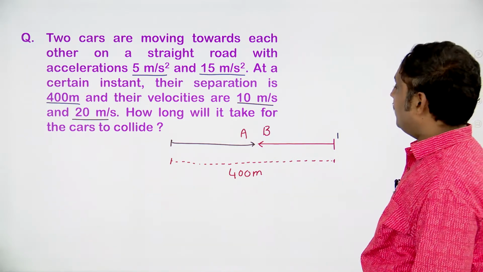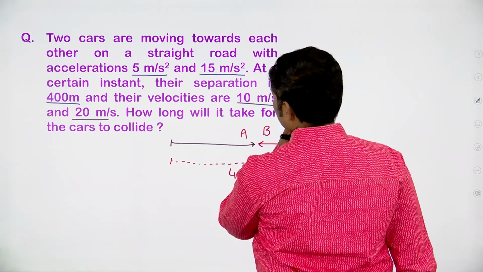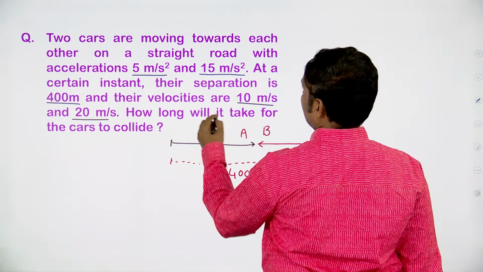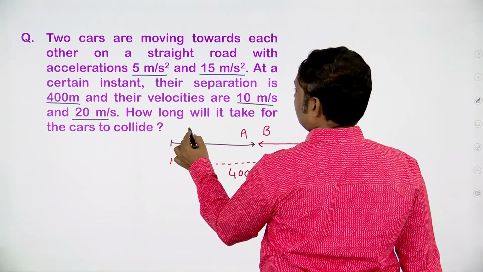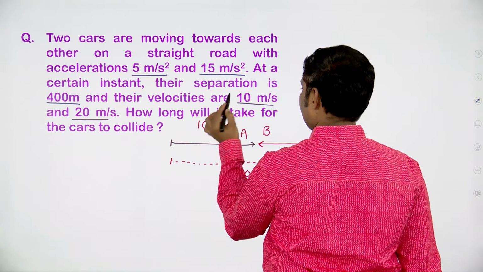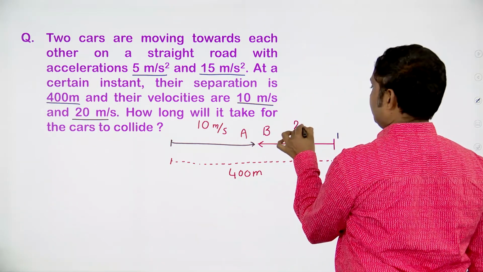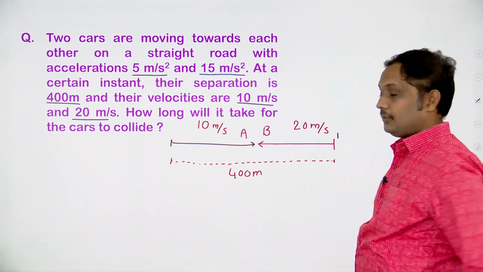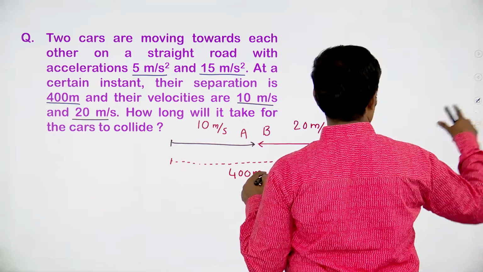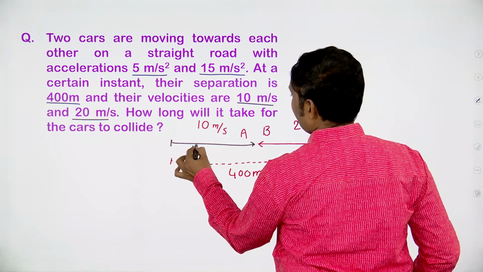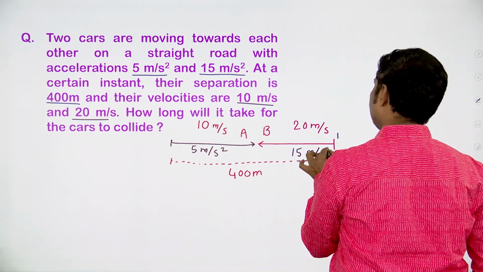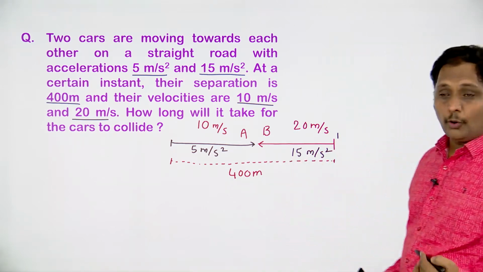Now, they have given, you have to take that. Let us assume first one 10 meter per second. This is going to be having 20 meter per second. Let's assume second one. And also they are having that acceleration, you can take that, this is going to be 5 meter per second square, 15 meter per second square. This is very clear.